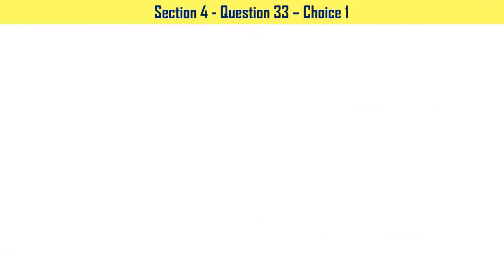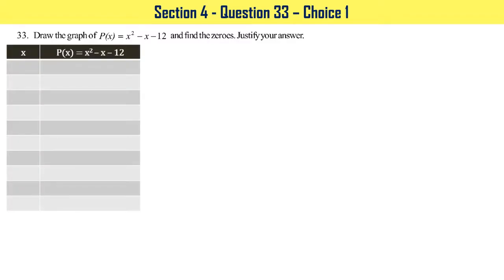Now let's go to the next question. That is question number 33, choice 1. Draw the graph of p of x equal to x square minus x minus 12 and find the zeros. Justify your answer. To do that, let's generate a table.